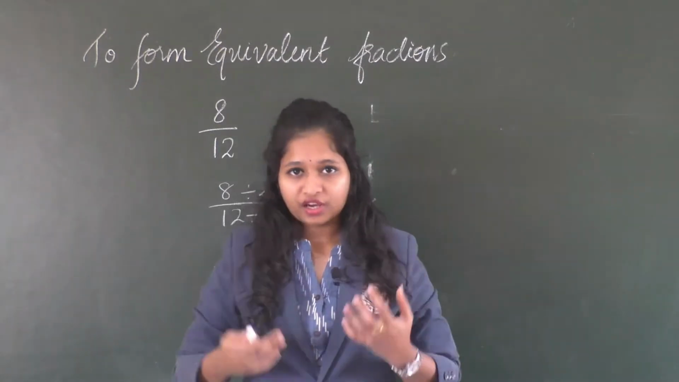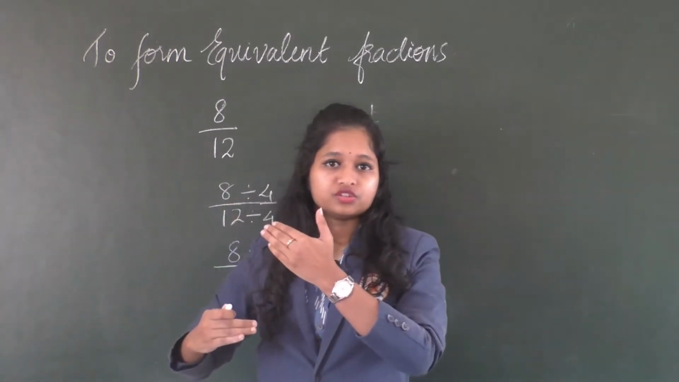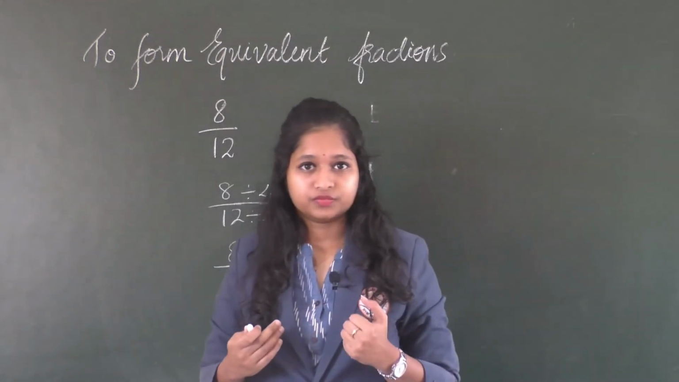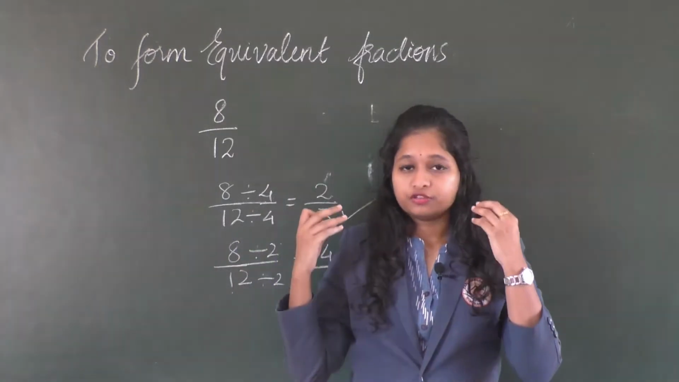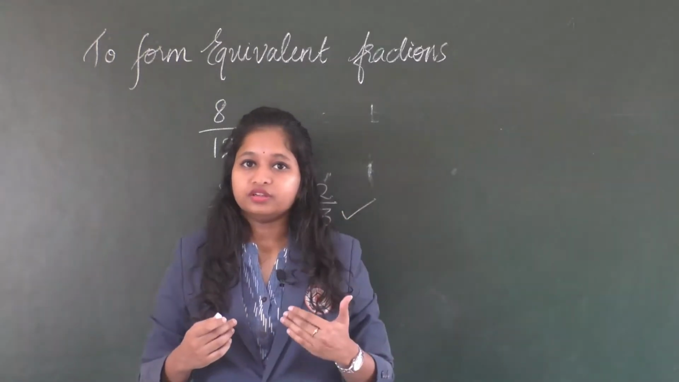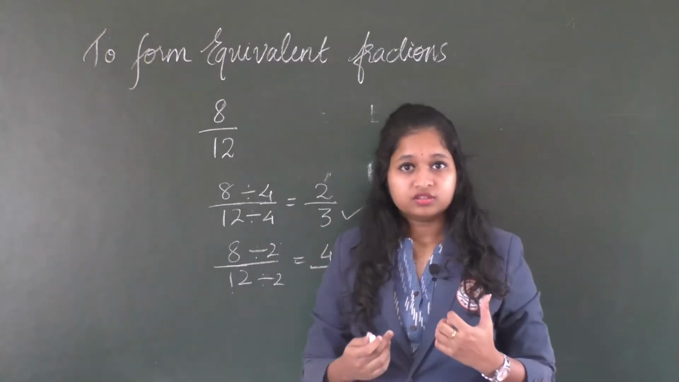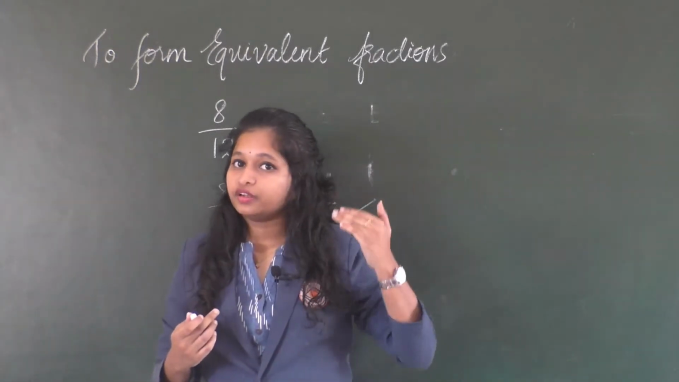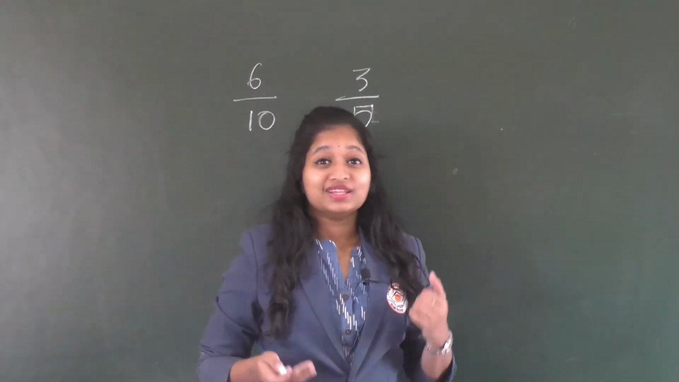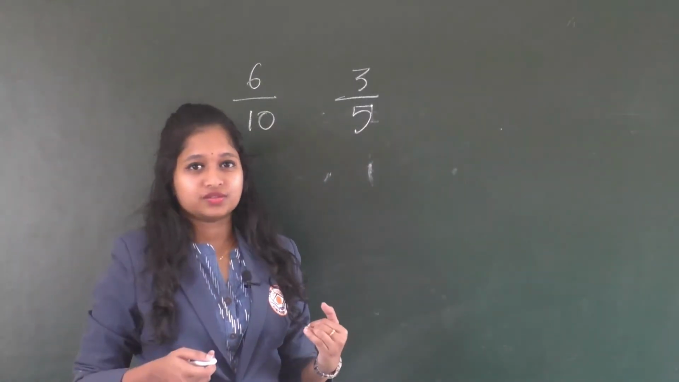So whenever you get a fraction, see whether both the numerator and denominator have a common factor. Okay? And then if there is a common factor, then divide the numerator and denominator by that particular factor. If there is no common factor, then multiply the numerator and denominator by a particular number. Got it?